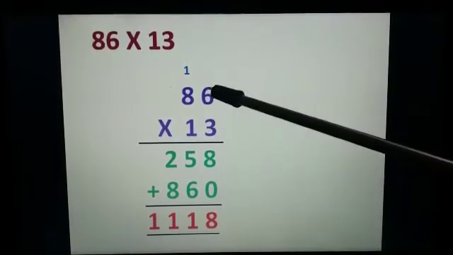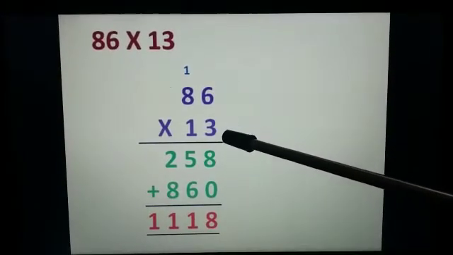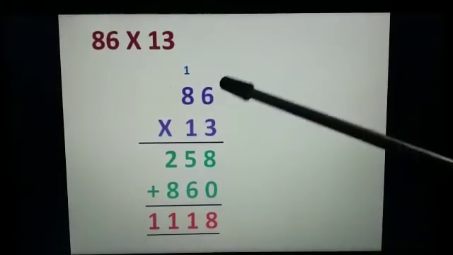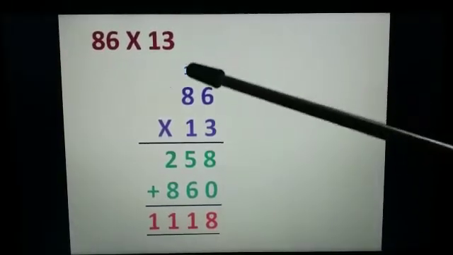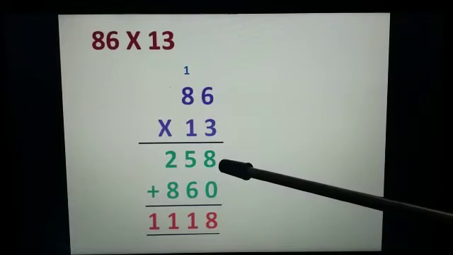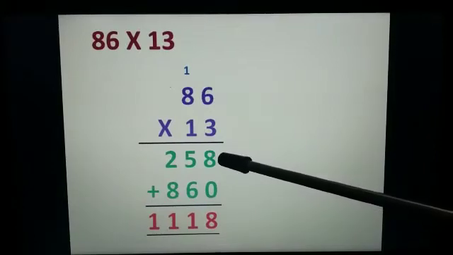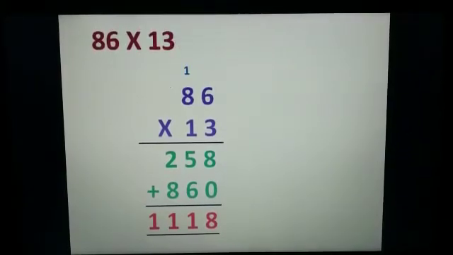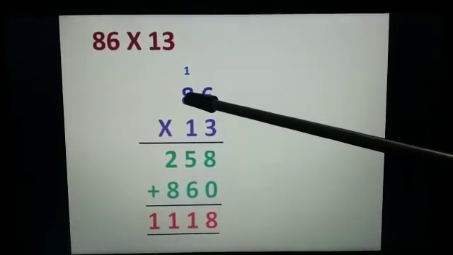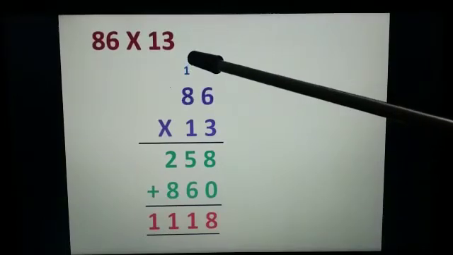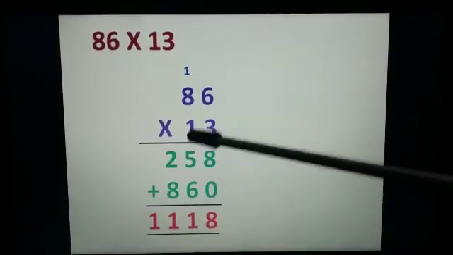Now 3 sixes are 18, and 18 has 2 digits. Now we will write the ones digit here. Ones digit is 8. 8 is written here, and 1 will be carried over to the tens place. Now 3 eights are 24. 24 plus 1 is equal to 25.